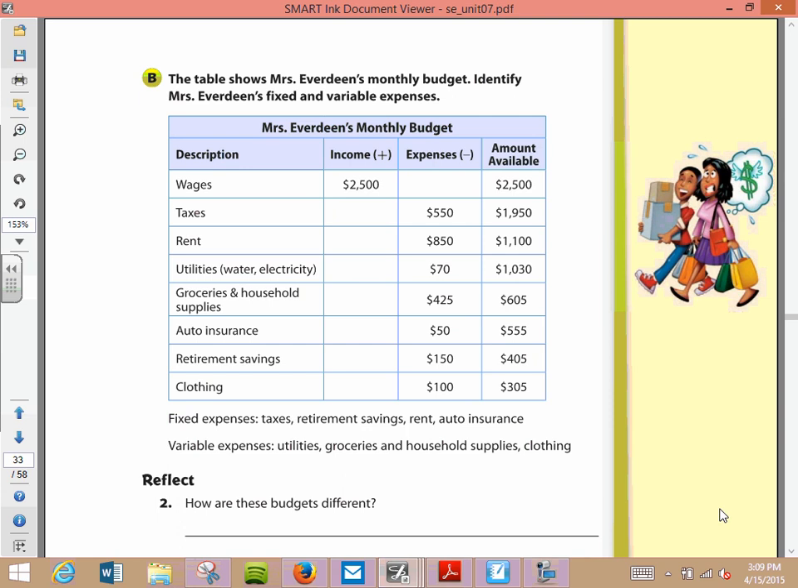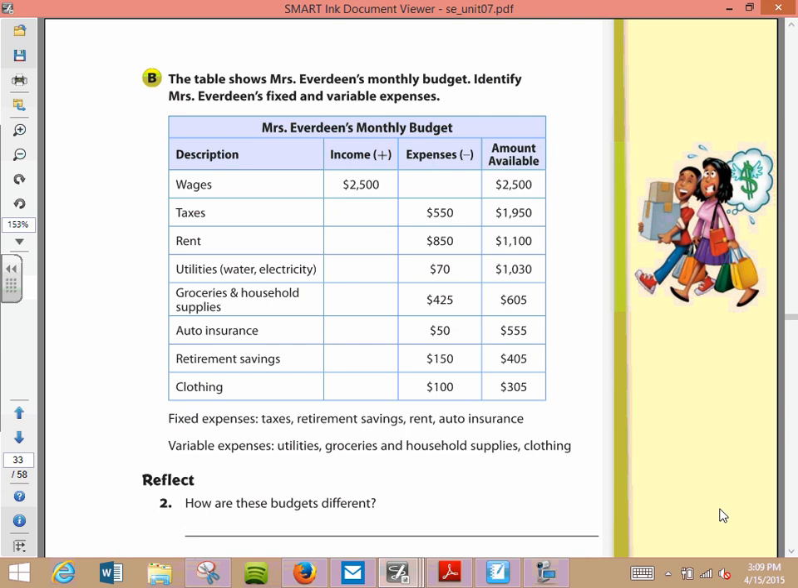And then notice that we have taxes on it. I don't know why she would have taxes outside, but it could be property taxes, it could be something else. And taxes are generally fixed. Rent. Does rent vary? No. It's fixed, right? You pay the same amount every single month.